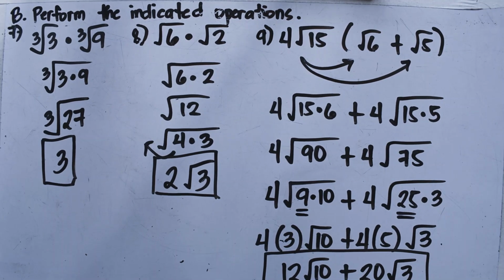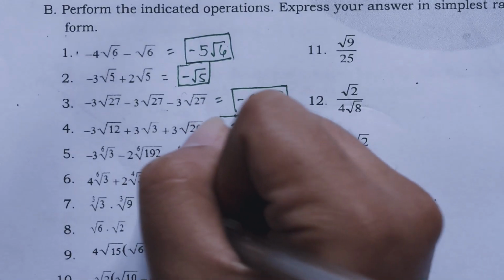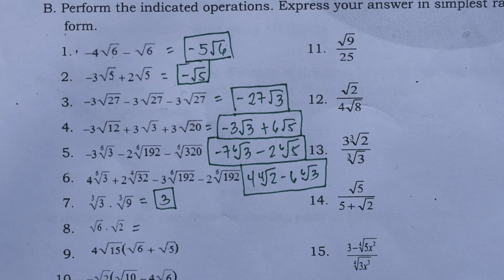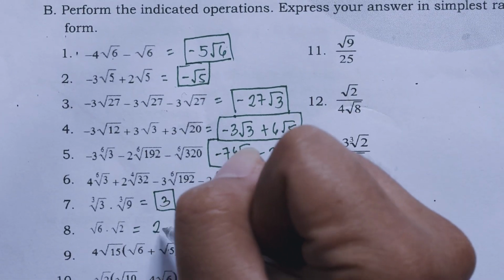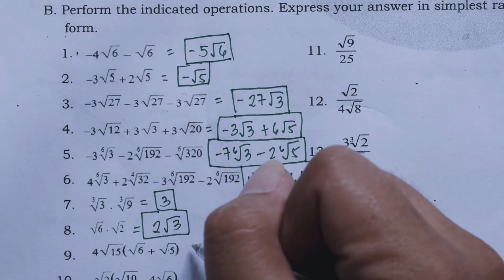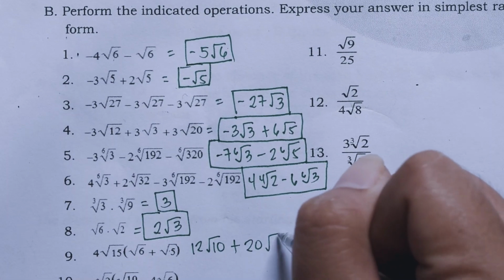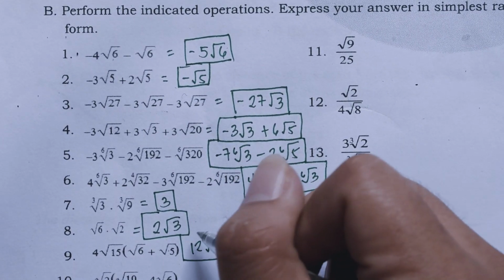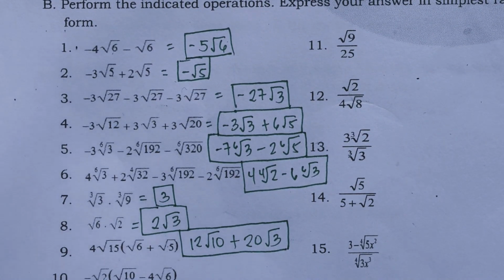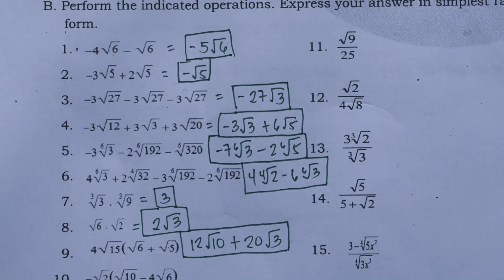So, ito na po yung nakuha nating sagot sa numbers 7 to 9. Sa number 7, ang nakuha nating final answer is simply 3. Sa number 8, we have 2 square root of 3. And sa number 9, we have 12 square root of 10 plus 20 square root of 3. Dahil hindi na pwedeng pagsamahin yung dalawa, ito na po ang ating final answer. So, natapos na natin yung numbers 1 to 9. So, simulan na agad natin yung numbers 10 to 15 para matapos na tayo.